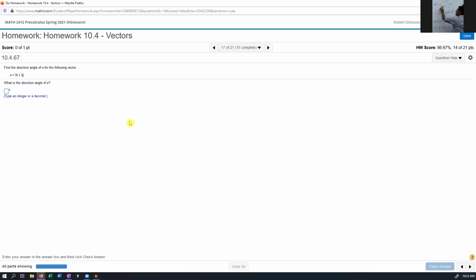Okay, so find the direction angle for this vector. So we have this vector. It's the vector v equals 3, 3. So if we were to look at that vector drawn, we go out to the right 3 and up 3. Here's our vector. And so we want to know what this angle theta is. Now, we can just see it's 45 degrees because we go out the same amount we go up.